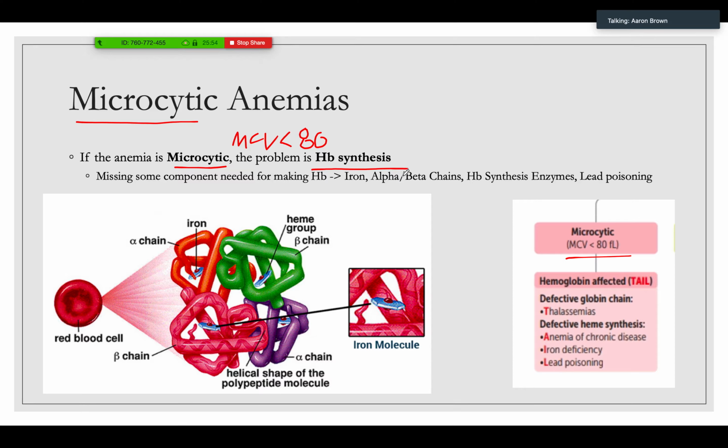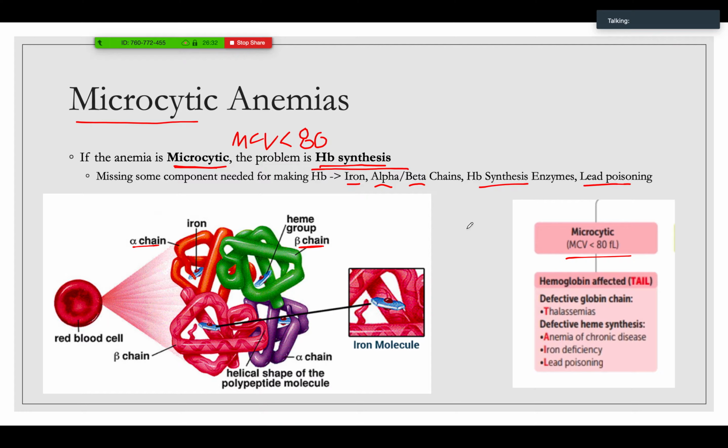Okay? And so, that can mean you're missing a lot of different things. Maybe you're missing iron. Maybe you have a problem making these chains that we said we need for hemoglobin, right? A problem making your alpha chains. A problem making your beta chains. A problem with the enzymes that are involved with synthesizing those chains. A problem where you have some sort of poisoning leading to blocking of the whole pathway of making hemoglobin. No matter what the problem is, those are all going to lead to a microcytic anemia, and those are all related to making hemoglobin.